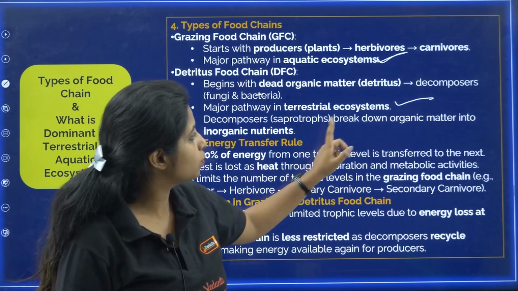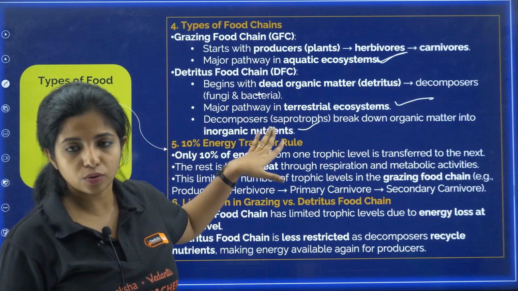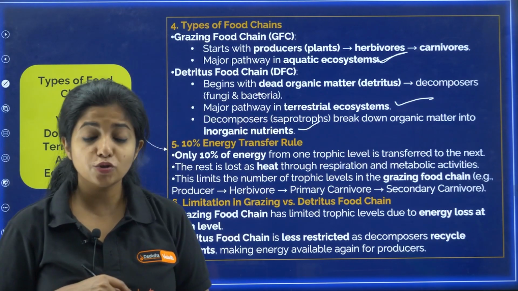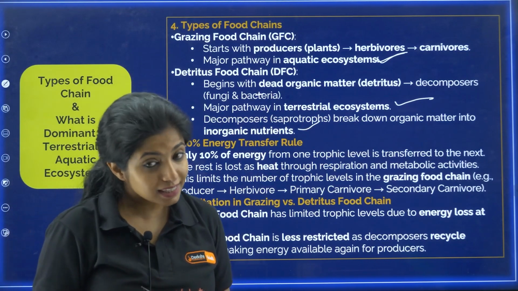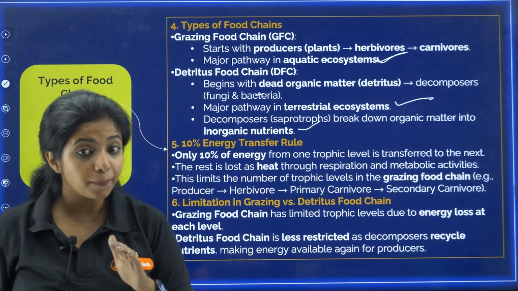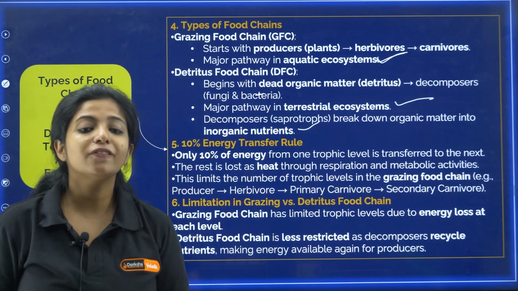So decomposers break down organic matter into inorganic nutrients here in the detritus food chain. Now my dear children, the question that I asked you: in the sea, does decomposition happen really fast or is it slow? It will happen slowly.